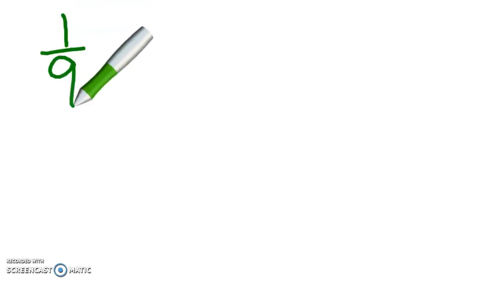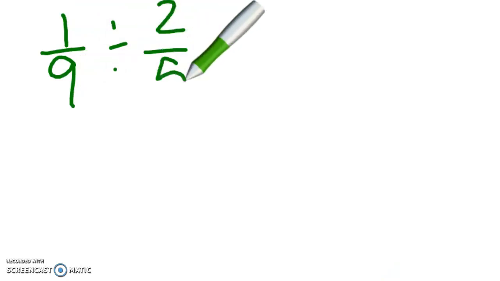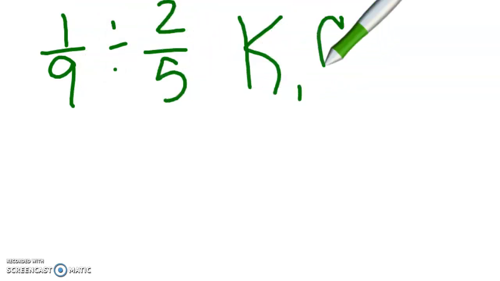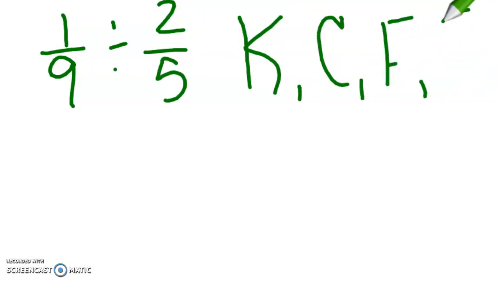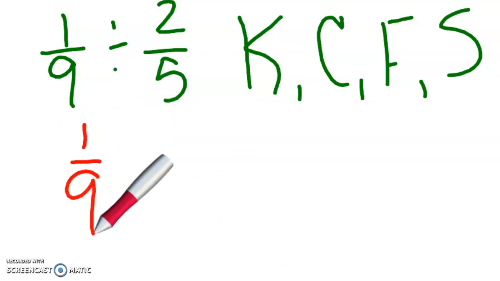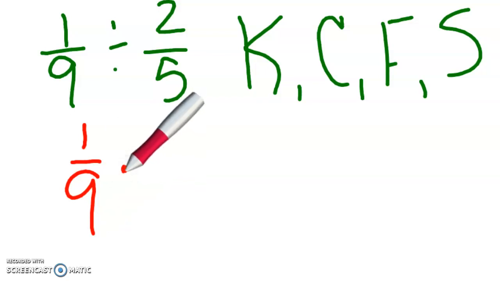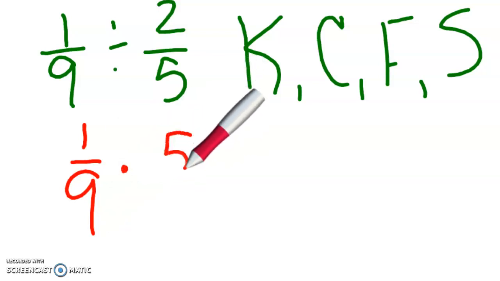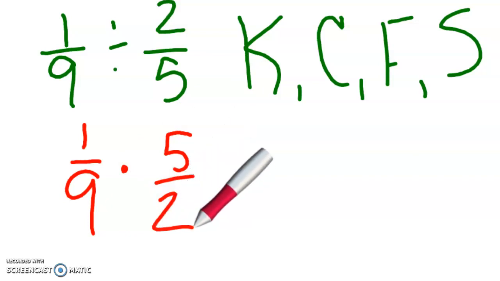All right, so we have keep, change, flip. We have 1/9 divided by 2/5. And the very thing that we need to know is keep, change, flip, and my favorite is simplify. So the first thing that we're going to do is keep what we know first, which is our 1/9. That is our first number. That's the one we keep. We change our division to a multiplication, and we flip our fraction. We flip it from 2/5 to 5/2.